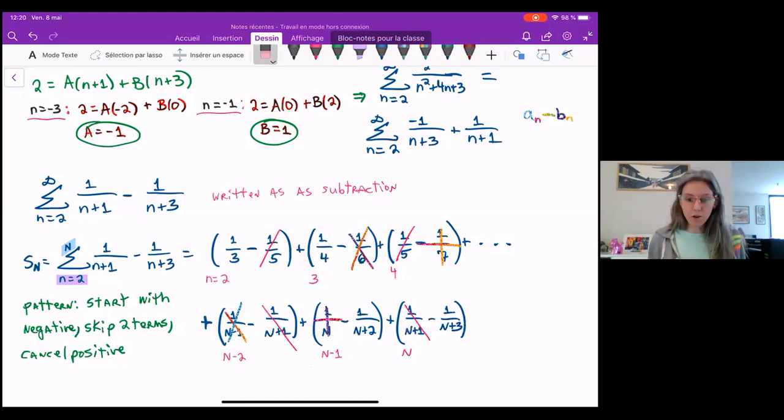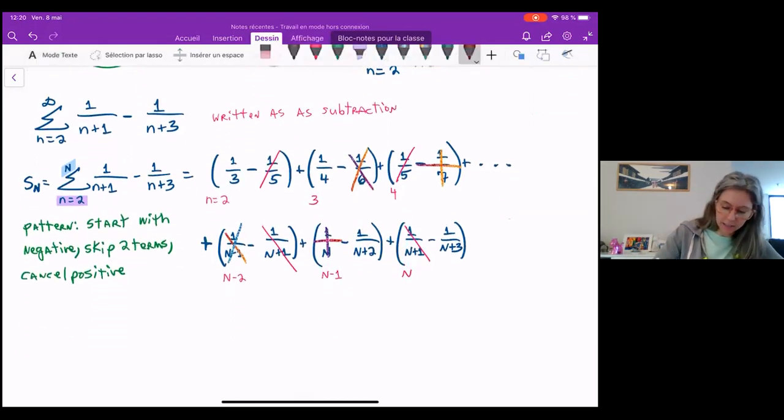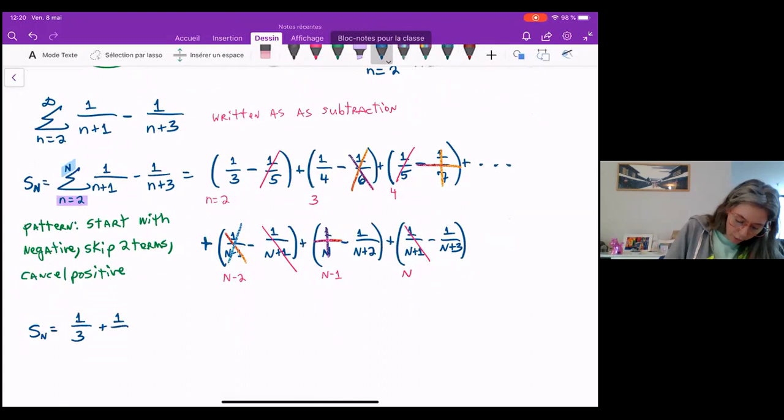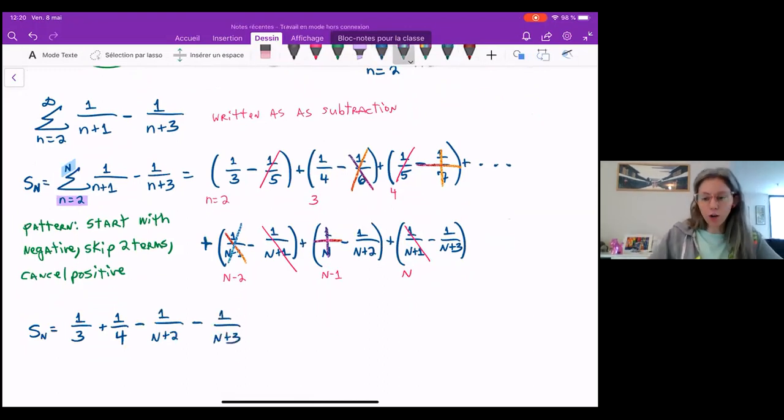So I've canceled out everything I need to cancel. I have 2 terms left in the beginning. I've also got 2 terms left at the end. So we should always have the same number of terms left at the end as we have at the beginning. And now we have our s sub n. So s sub n is equal to 1 over 3 plus 1 over 4 minus 1 over n plus 2 minus 1 over n plus 3. And this is the general term for the sequence of partial sums.